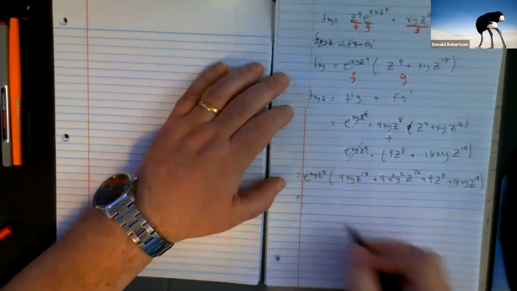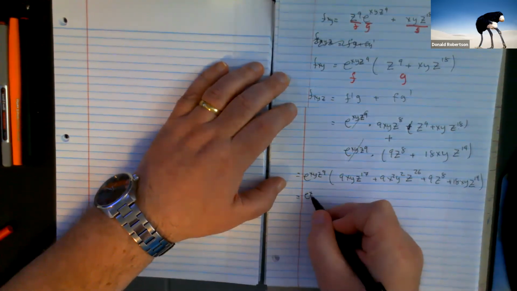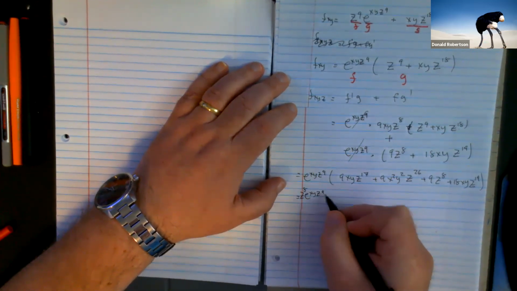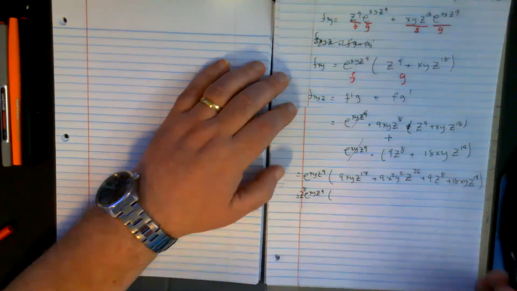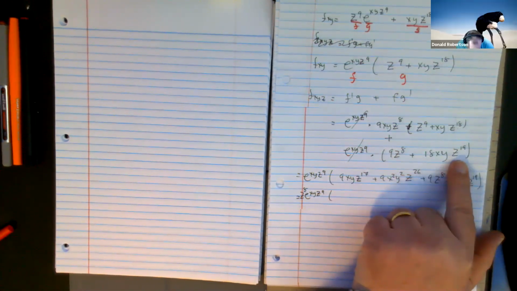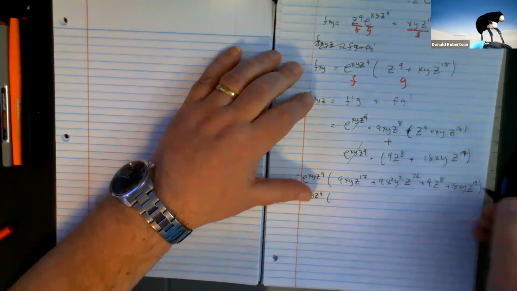If I'm being really fussy about it, I think I can get a z to the 8 out. I'm not sure that's going to help much. I have a question about the very last portion, the 18xyz to the 19th. Shouldn't it be to the 17th power? Let me check it. Yes. Okay, thank you.